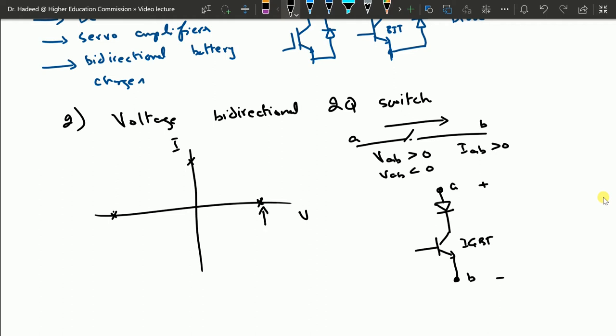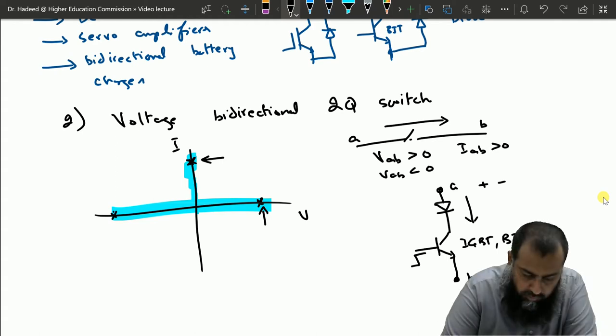In case we apply the base signal here, then this comes into a conduction mode, and therefore it allows the current to flow from point A to point B, and hence we operate on this positive current axis. In case we have this side positive and this side negative, then this diode shall block the negative voltage, and therefore this becomes a voltage bidirectional two quadrant switch with this particular capability. So the first solution is to use an IGBT or a BJT with a series diode.